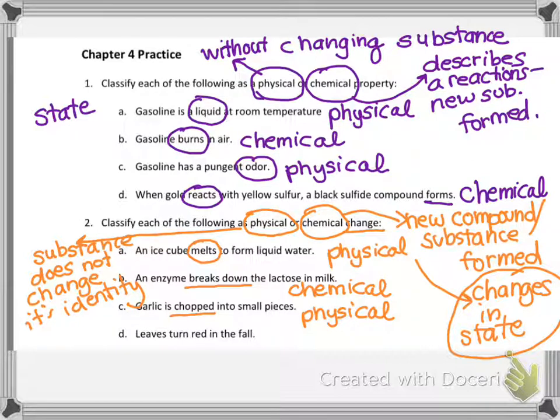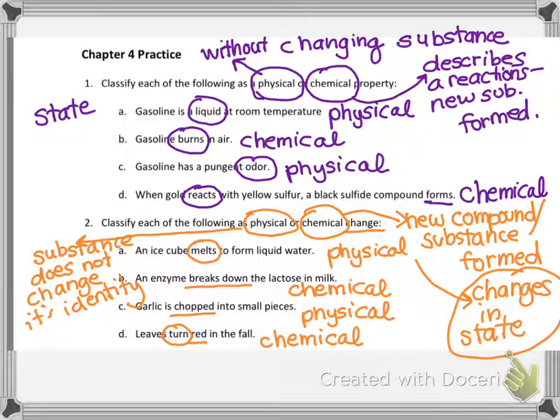Leaves turn red in the fall. Now this is a tricky one, and it's why I like to include it, because when we see color, color by itself is a description of something physical. So we might think that it is physical, but it turns red. So leaves are green, and then they turn colors, for example, red. And the reason they're turning color is because of a chemical process in which new chemicals are formed. So leaves turning red is a chemical change inside of the leaf.